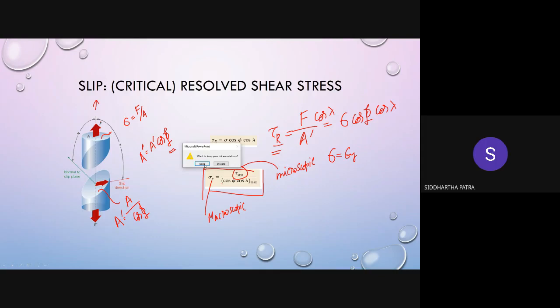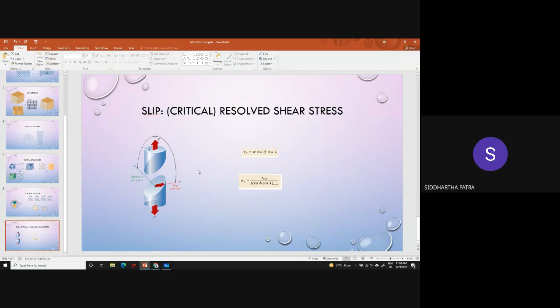So we are more or less done with the microstructural part. I don't have any other thing to discuss. From next class onwards, we will be diving into the main part of the course, which is the theory part.